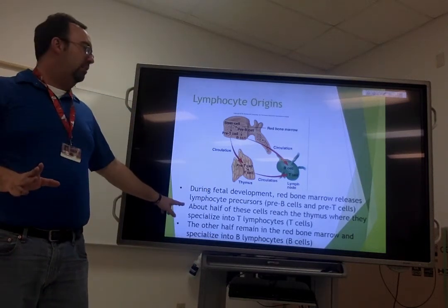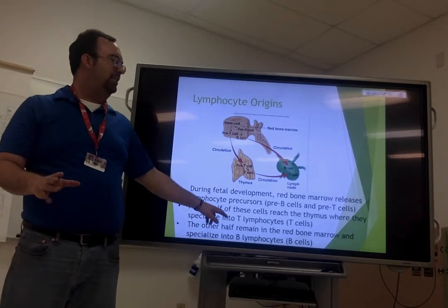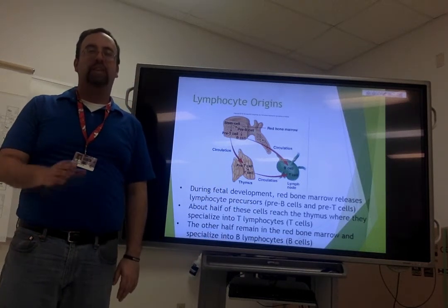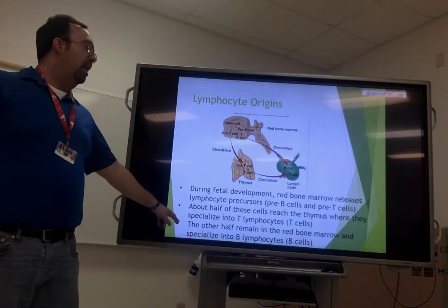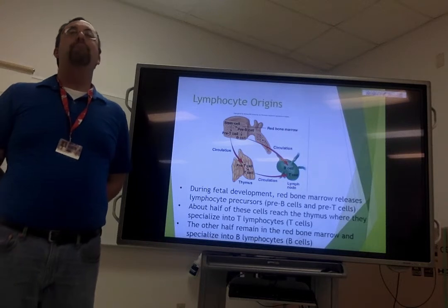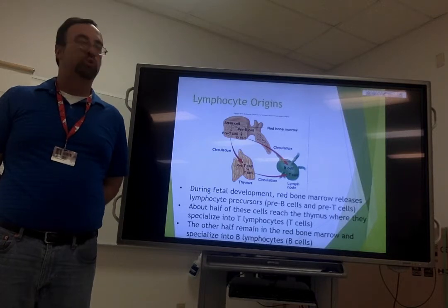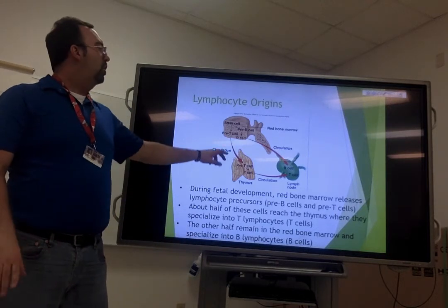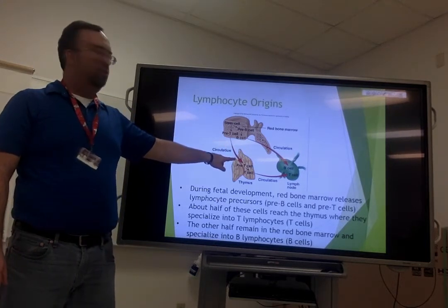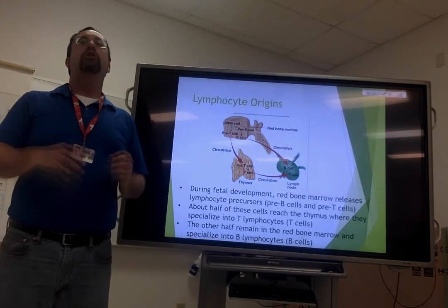About half of these cells will reach the thymus, and they'll be able to specialize into T lymphocytes or T cells. So again, the T in this case stands for thymus. The other half will remain in the red bone marrow and then specialize into B lymphocytes or B cells. And so the B in this case stands for blood. So notice all of your lymphocytes originate from your red bone marrow. Half will come down here to the thymus where they'll specialize into T cells. The other half will stay behind in the bone marrow to become B cells.